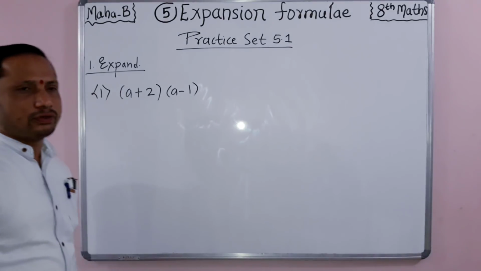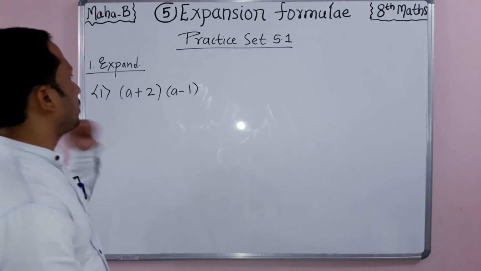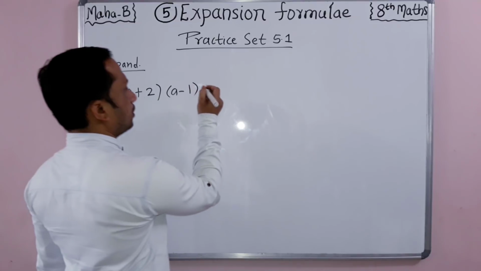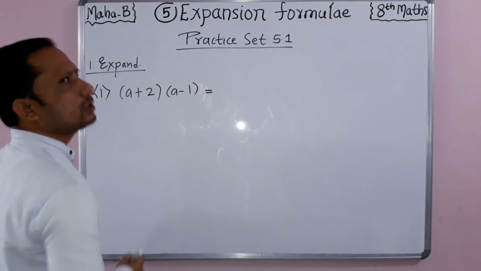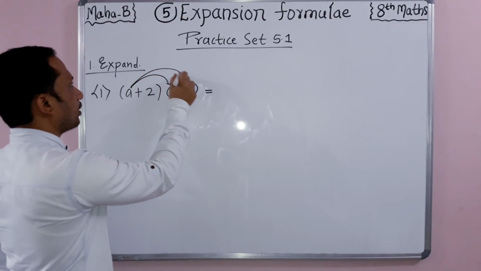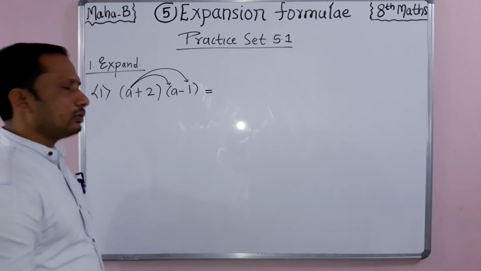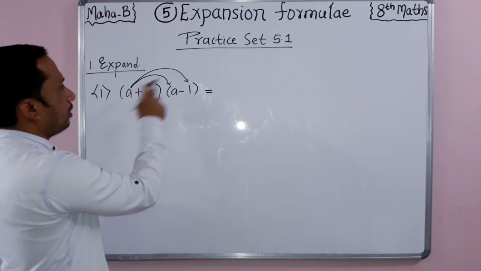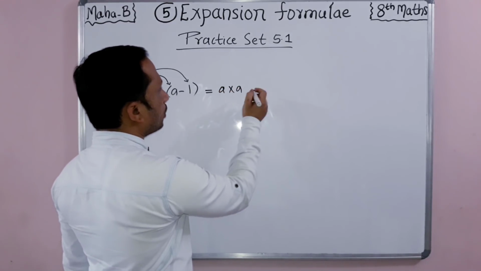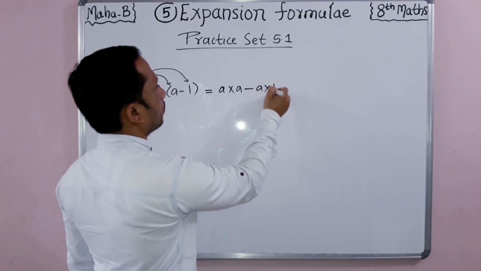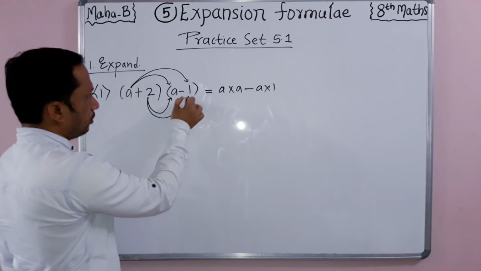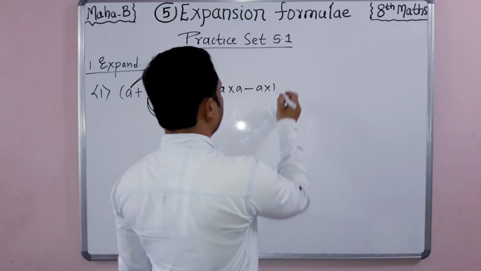See, this is the first example of practice set 5.1. This example is (a plus 2) into (a minus 1). We have to expand this given problem. Now see, what is the rule? We multiply the first term by both terms of the second bracket, and then the second term. So multiply a into a and a into minus 1. So a into a, and the sign is minus, a into 1. Then multiply 2 into a and 2 into 1. Next, the plus sign is there.